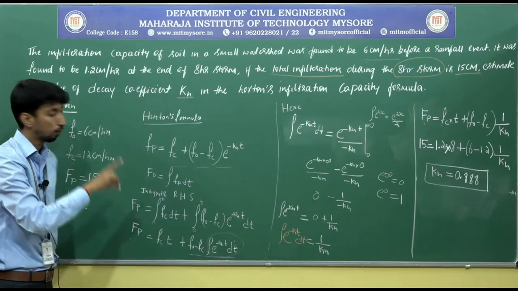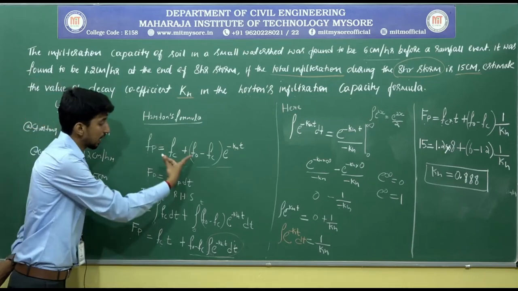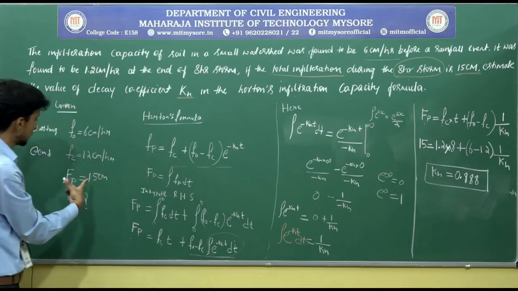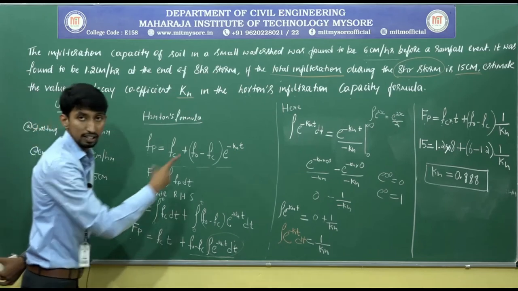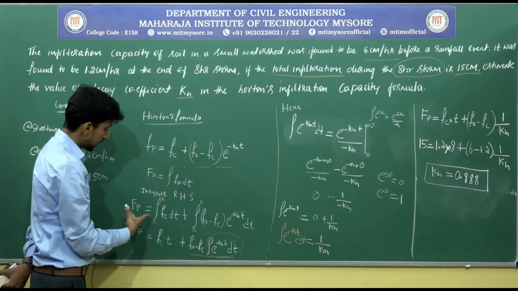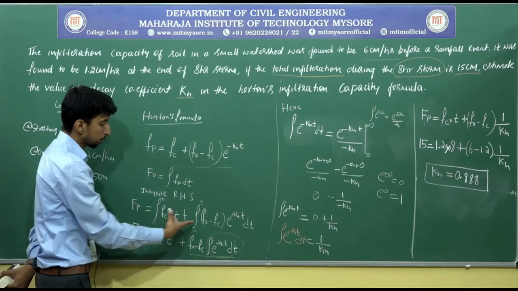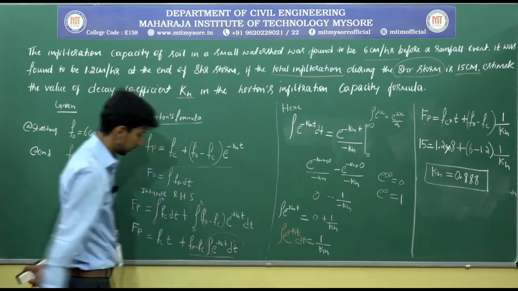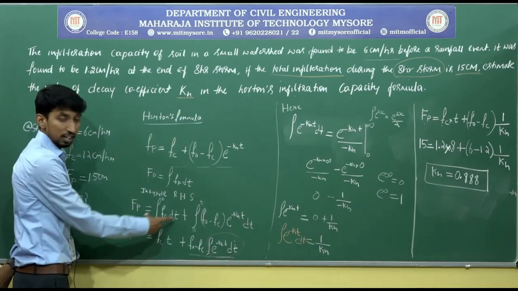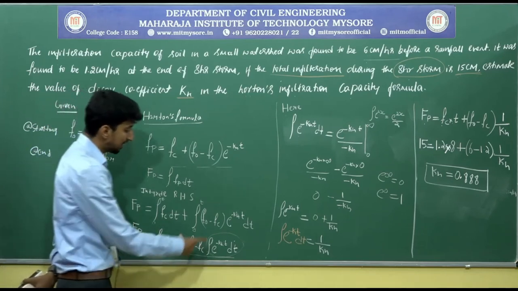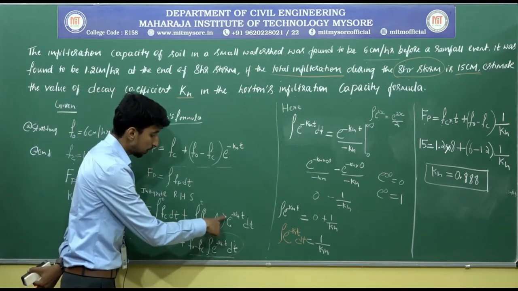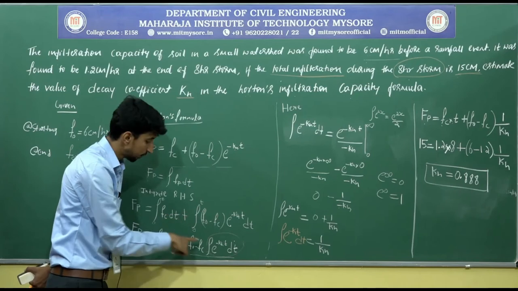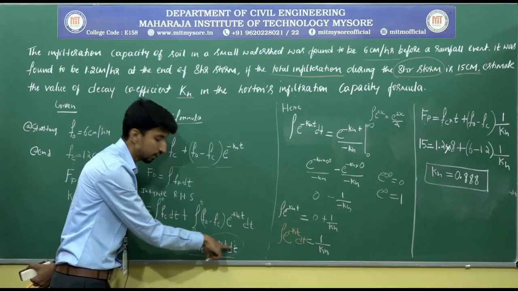Here we need to integrate both sides, the left hand side as well as the right hand side. If we integrate the left hand side, we will get capital Fp. Here we know the total infiltration value is given as 15 centimeter. Now we need to integrate the right hand side: integration of fc into dt plus integration from 0 to t of f naught minus fc into e power minus kh t dt. Here integration of fc dt is fc into t. Now f naught minus fc is a constant term, so remove it outside. Now we need to integrate e power minus kh t dt.